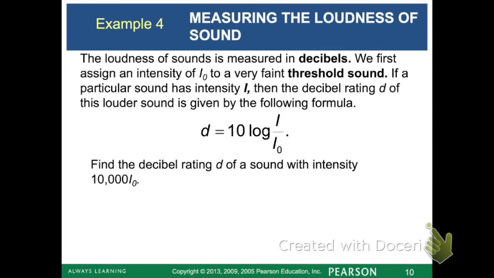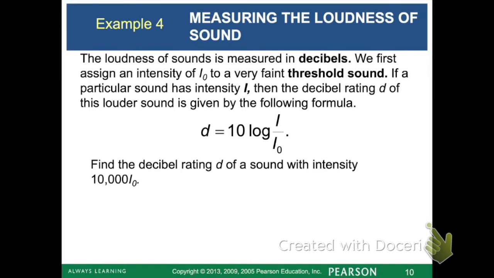Example 4, measuring the loudness of sound. The loudness of sound is measured in decibels. We first assign an intensity of I naught, that's I with a little 0 at the bottom, to a very faint threshold sound. So that's like the lowest intensity that you can hear with your ears. If a particular sound has intensity I, then the decibel rating D of this louder sound is given by this formula. Find the decibel rating D of a sound with intensity 10,000 times I naught.